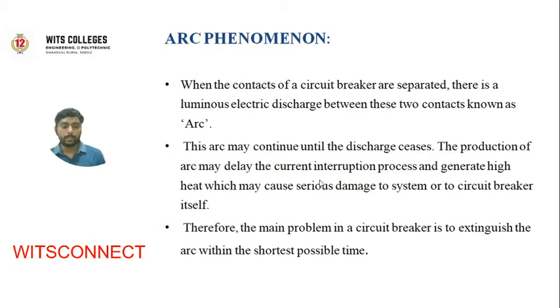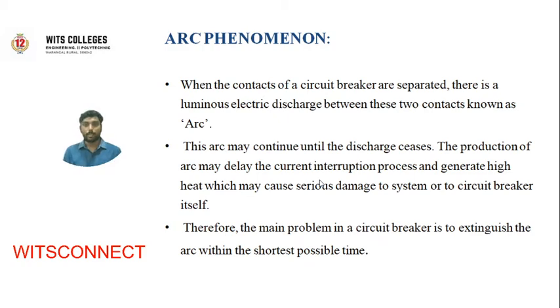Where is heat generated? Across the two contacts of a circuit breaker, heat develops. When the heat develops, the circuit is interrupted and the breaker opens. When does the breaker open? When a fault occurs in a circuit, the relay sends a signal. After sensing the signal, it is transferred to the circuit breaker and it opens.